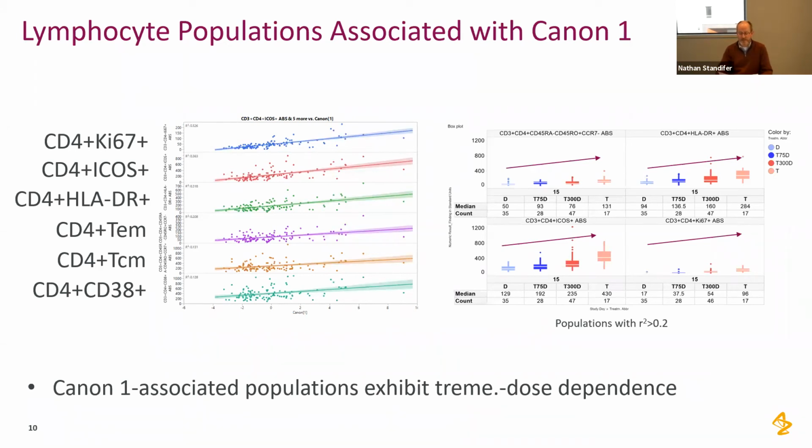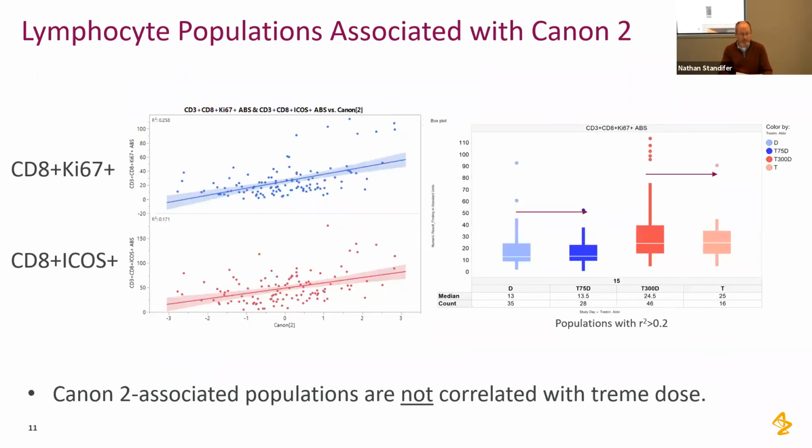Next, we repeated the same strategy for Canon 2 in each of the 26 populations. Recall that only patients receiving T300 plus D exhibited Canon 2 elevations. In this case, we only observed two populations meeting the acceptance criterion, and those included CD8 positive Ki67 positive cells and CD8 positive ICOS positive T cells.